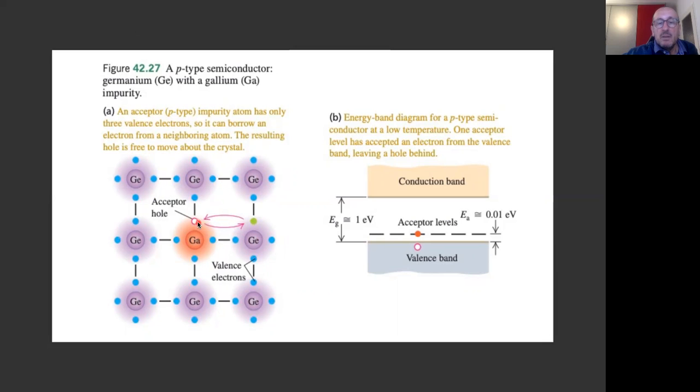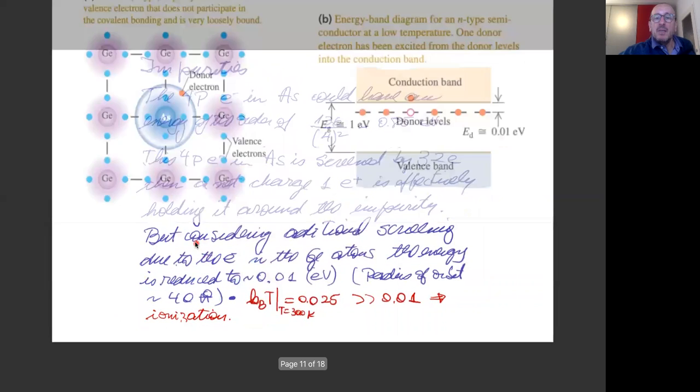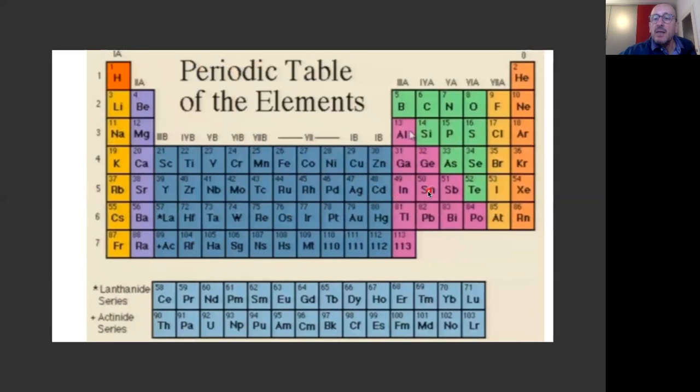And that jump means this hole is movable, because it could jump to another place, then jump to another place, and somehow make an orbit around this ion here. Let me check again. So this guy over here has 32 protons, and this one has 31 protons.